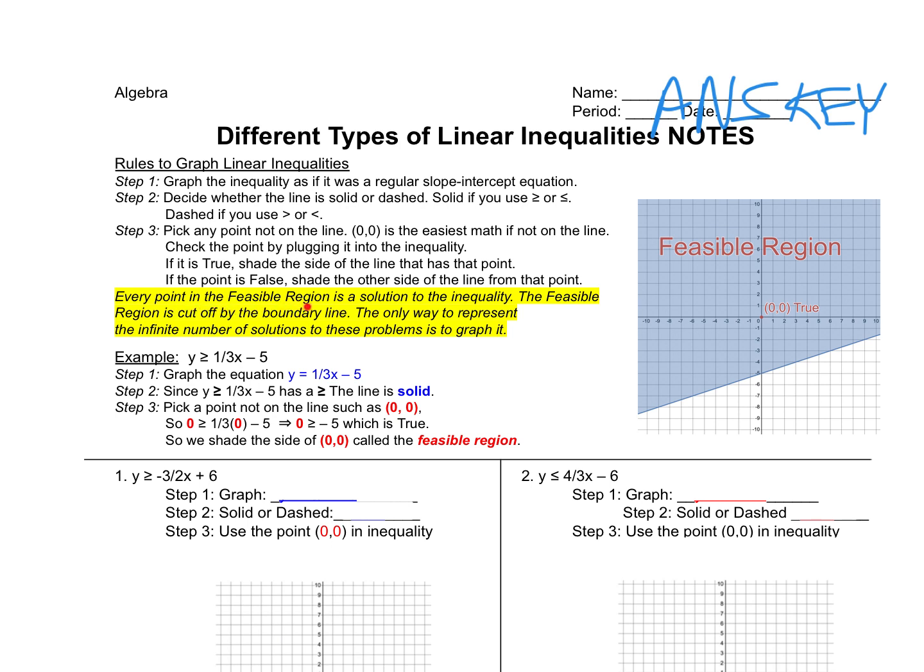Every point in the feasible region is a solution to the inequality. So this is the part that's true. The feasible region is cut off by the boundary line. The only way to represent the infinite number of solutions to these problems is to graph it.